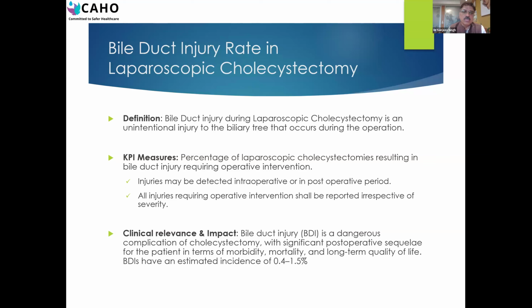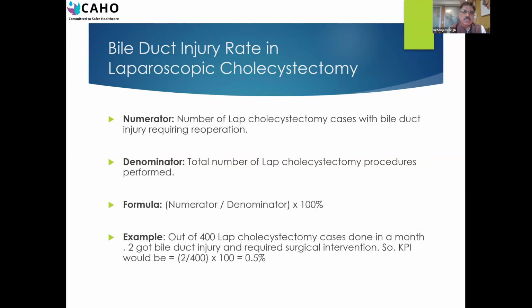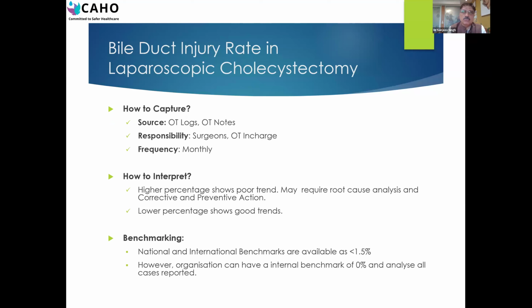It has a lot of clinical relevance because, other than hernias, lap chole and cesarean section are very, very common surgical procedures within healthcare institutions. The numerator is the bile duct injuries, and the denominator is all the lap choles which have been done, multiplied by 100. It's very easy to calculate. How do you capture it? It comes from the OT log.